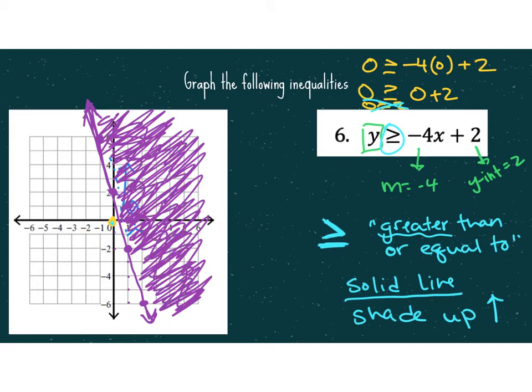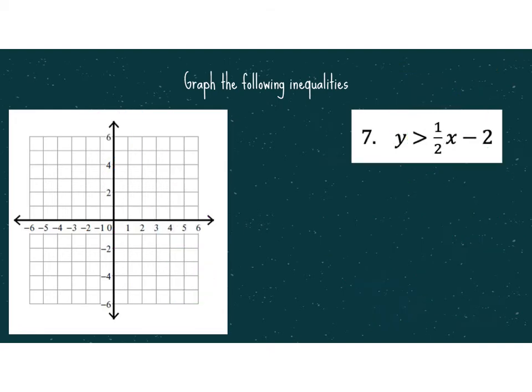So you can always pick a test point. I usually like to pick 0, 0 if I can, because I think that's just easiest to work with. Or 1, 1. Some people like to use 1, 1 because that's an easy one to do too. And if you get a true statement, then that's where you shade. If you don't get a true statement, then you need to shade the other side of the line. Okay, let's try the next one.